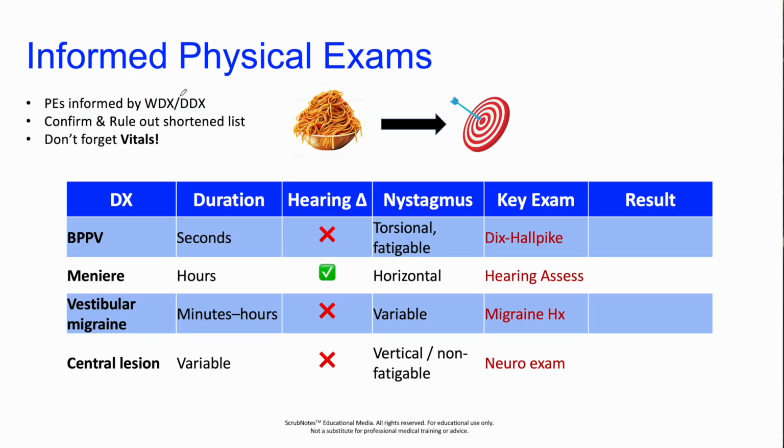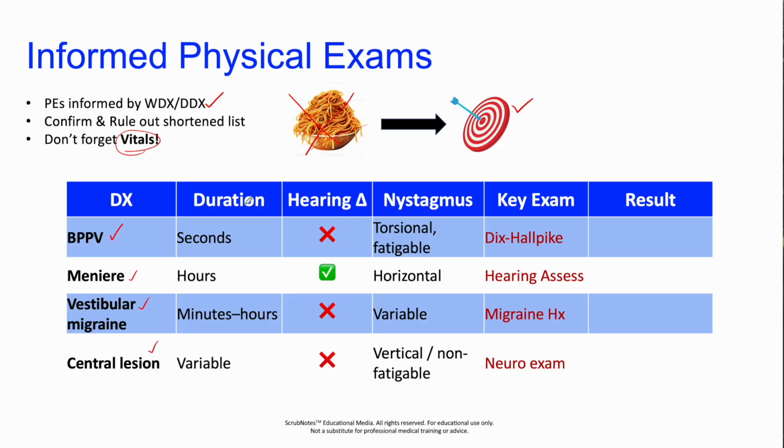Okay, so now we have enough information to make decisions about what informed physical exams we'd want to perform. So that's the nice thing, instead of having a bunch of spaghetti and random order of exams, we have a much more targeted approach. Don't forget to take vitals, especially in an OSCE exam. So here's a little table of what we have right now. We have a differential of BPPV, Meniere's, vestibular migraine, and central lesion is still there, just to be extra safe, especially in an OSCE setting.